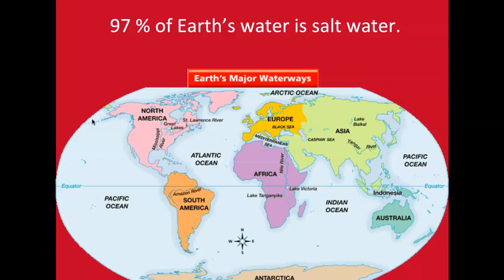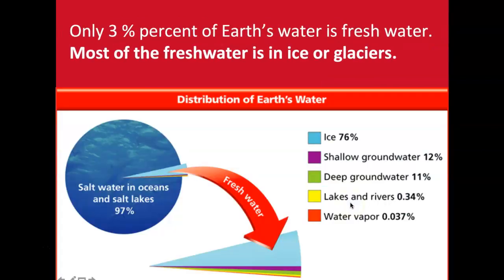So 97% of Earth's water is salt water, and that means it's going to be water that contains some amount of salt, and it's primarily going to be found in the oceans. Of all of the water that we have on Earth, most of the water is going to be salt water, that 97%. That means that it only leaves 3% left that is going to be fresh water. And most of that fresh water is going to be stored in ice or glaciers. It's going to be frozen.